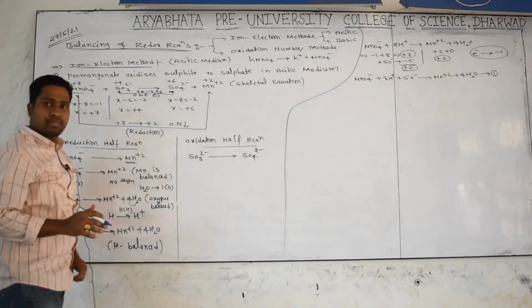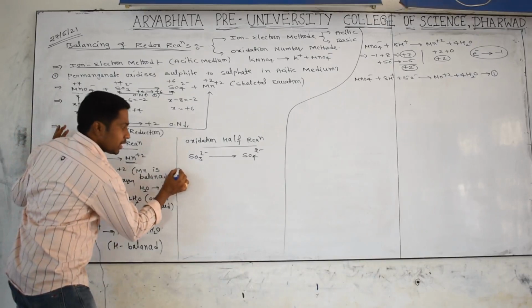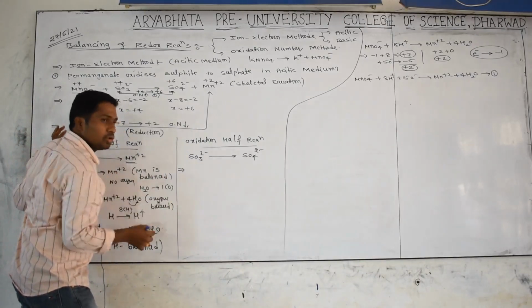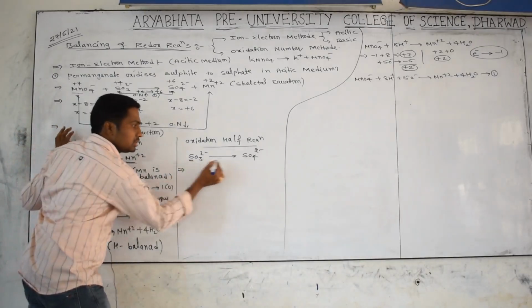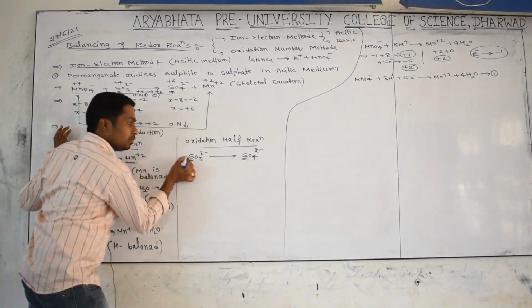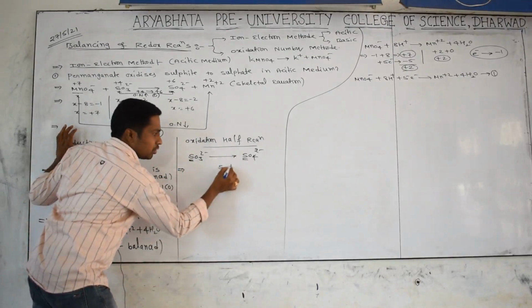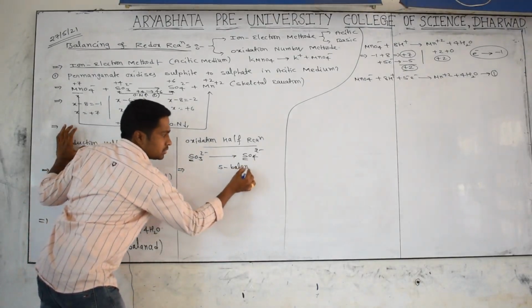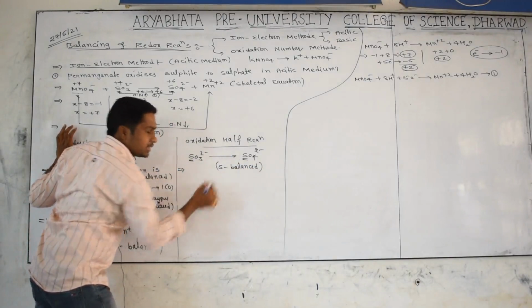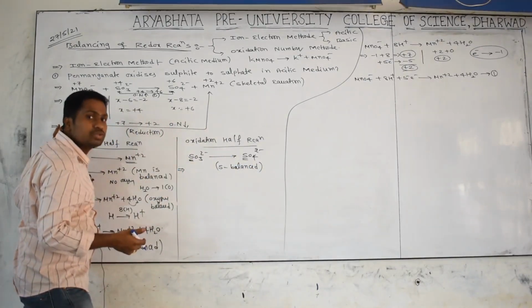Now come to this one. What is the first step? We have to balance the atoms other than hydrogen and oxygen. What is the atom other than hydrogen and oxygen? Sulfur. How many are here? 1. Here also 1. Balanced. Write down: the sulfur atom is already balanced. Now the next step is to balance the oxygens.